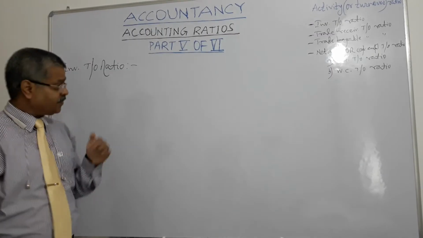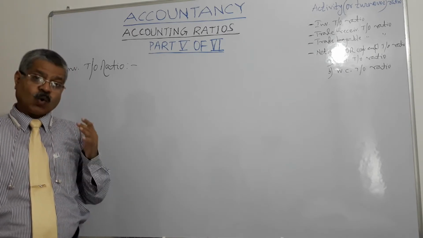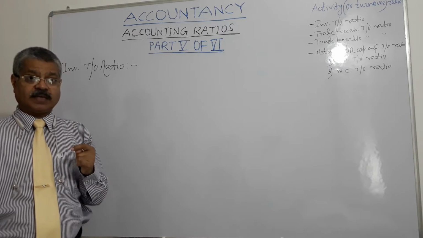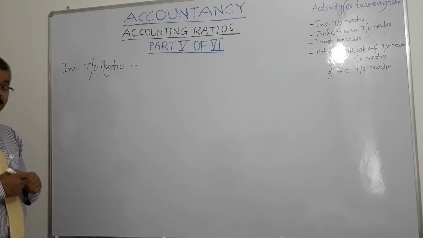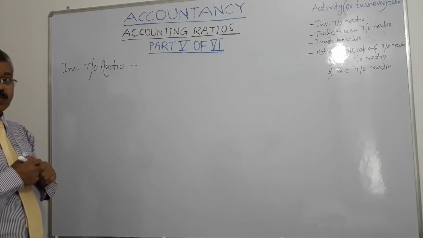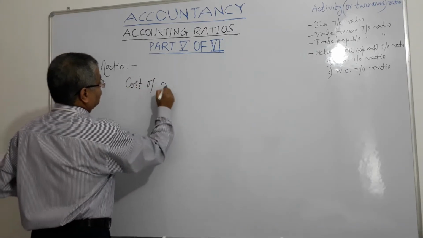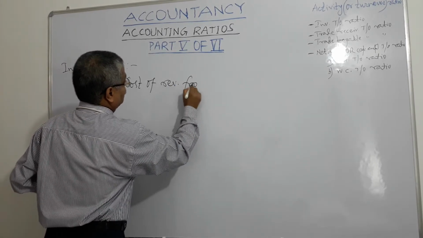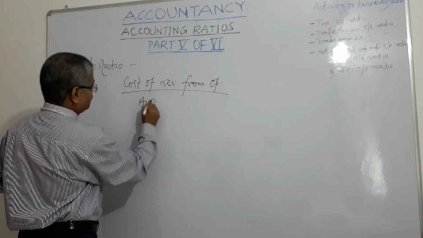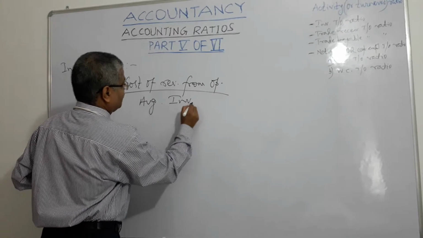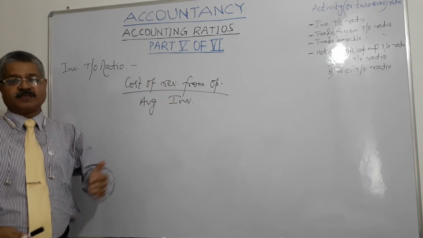Inventory turnover ratio expresses the relationship between cost of revenue from operations and average inventory levels, right? How do we get this ratio? We get it as cost of revenue from operations upon average inventory, right?